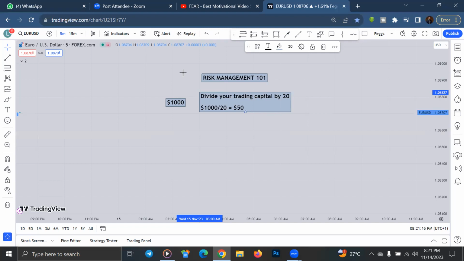All right, thank you. So now you divide your trading capital, but in this example, we're using $1,000. So divide your $1,000 by 20. This means $50. So what does this mean? It means that for every trade you are taking, you should be risking only $50. Before you blow your account, you must have 20 consistent losing trades.